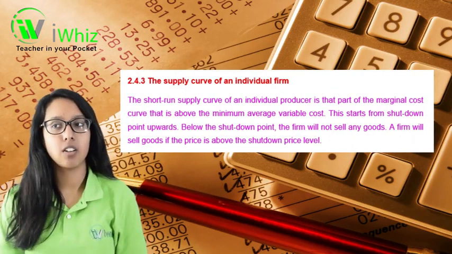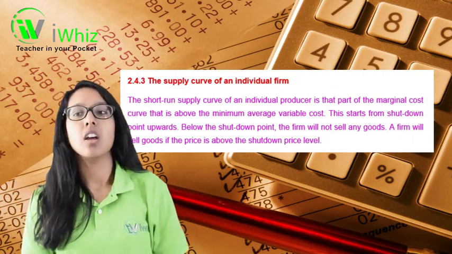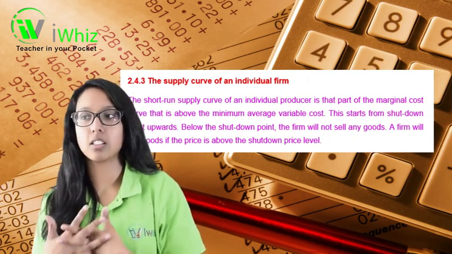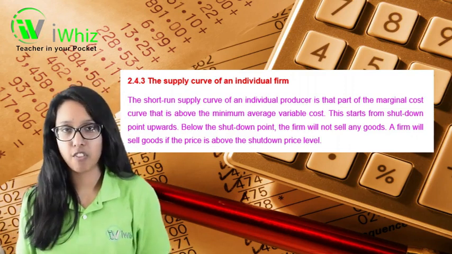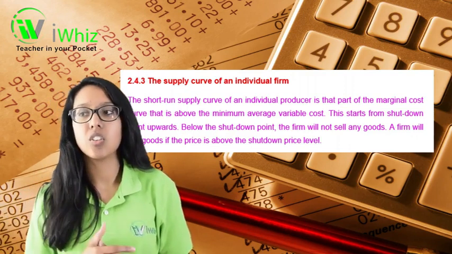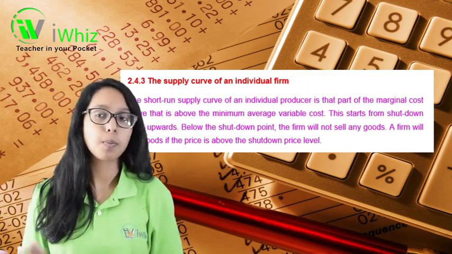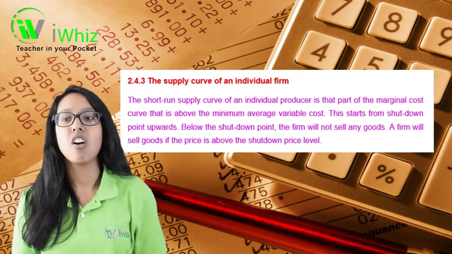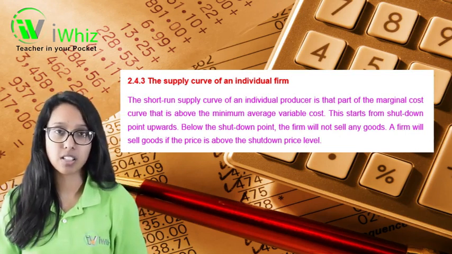So the supply curve of an individual firm is what we're going to have a look at next. The short-run supply curve of an individual producer is that part of the marginal cost curve that's above the minimum average variable cost. So this starts from the shutdown point and onwards or upwards. Below the shutdown point, the firm won't sell any goods. A firm will only sell goods if the price is above the shutdown price level.